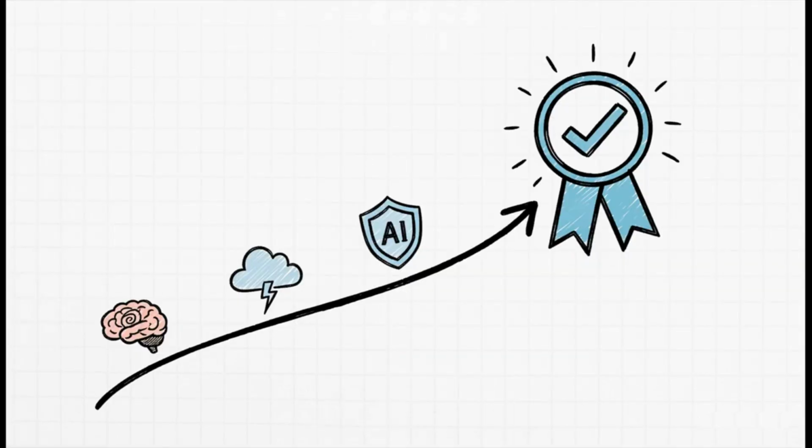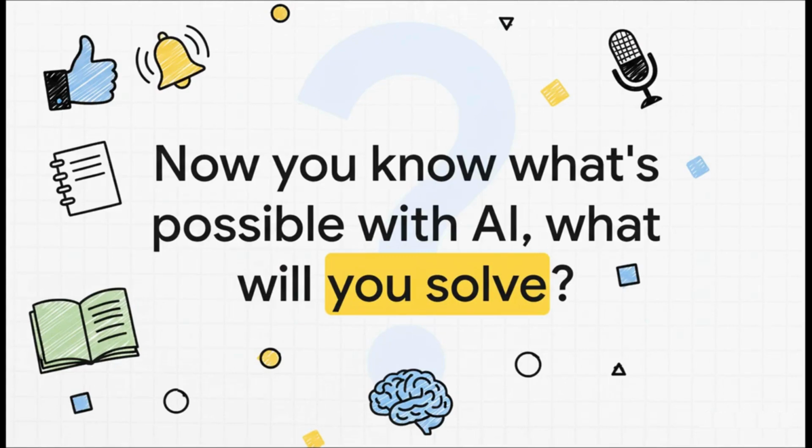Look, we've gone through it all, from the core concepts of AI and machine learning to the services and the absolutely critical principles of responsible AI. You've got this. You have the knowledge. You are ready. So the only question left is, now that you know what's possible with this technology, what problem are you gonna solve first?